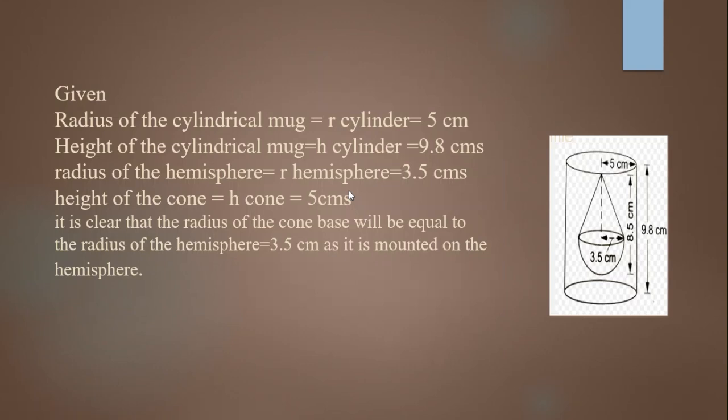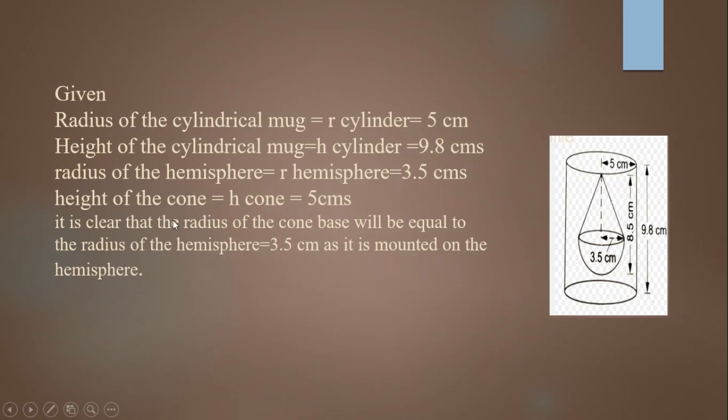Right, so let us take the given values from the problem so that we can understand what to solve and how to solve. What is given? Radius of the cylindrical mug is 5 centimeters, and height of the cylindrical mug is 9.8 centimeters. Radius of the hemisphere R is 3.5 centimeters, and height of the cone is given as 5 centimeters.